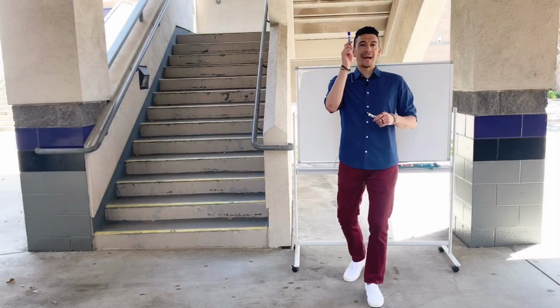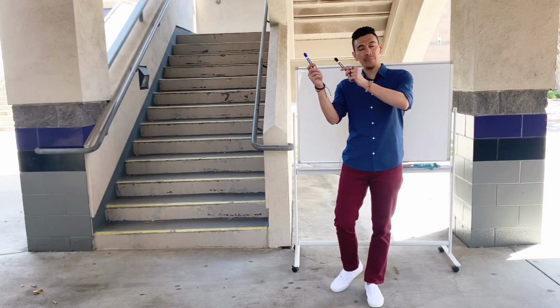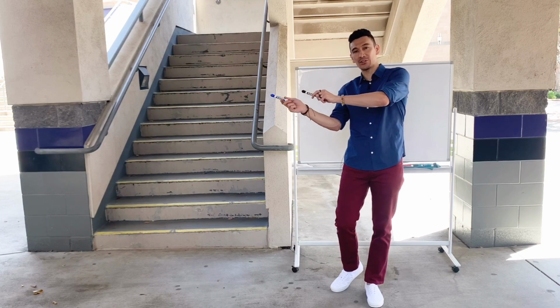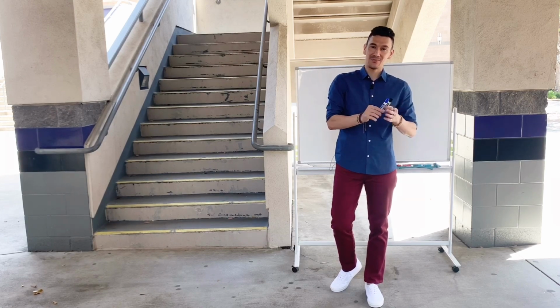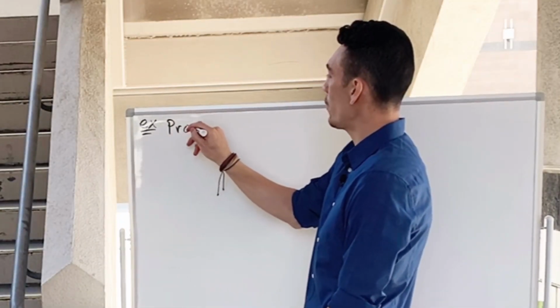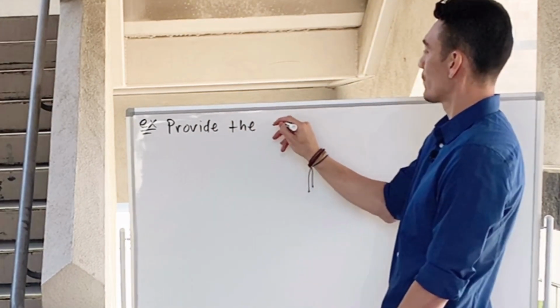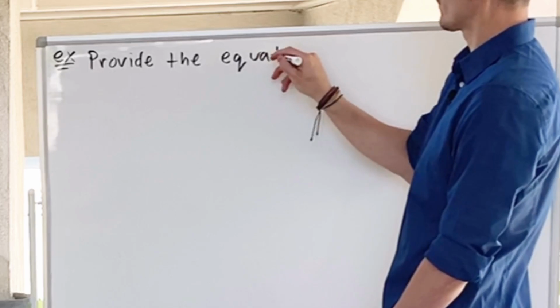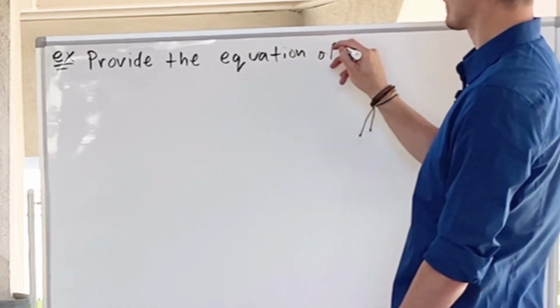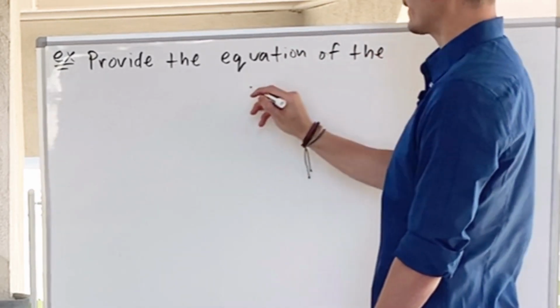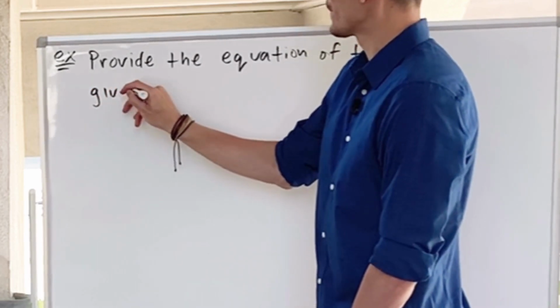So yesterday I gave you an equation, and you gave me the picture. Today I gave you the picture, and you give me the equation. Provide the equation of the given sine graph.